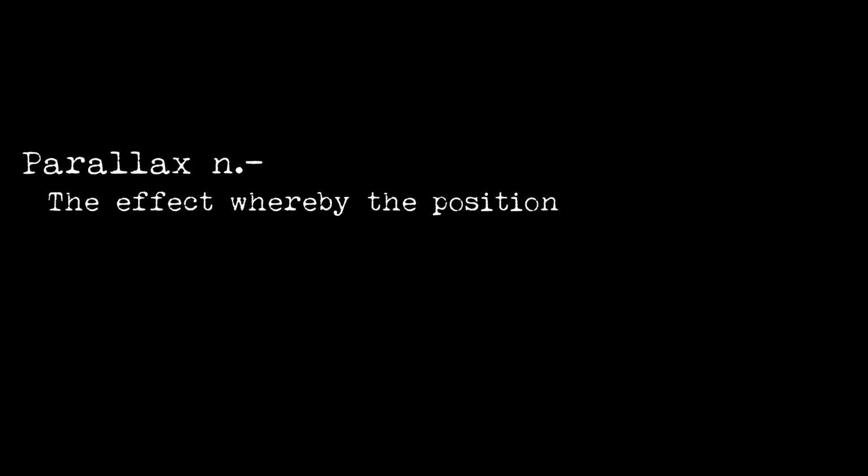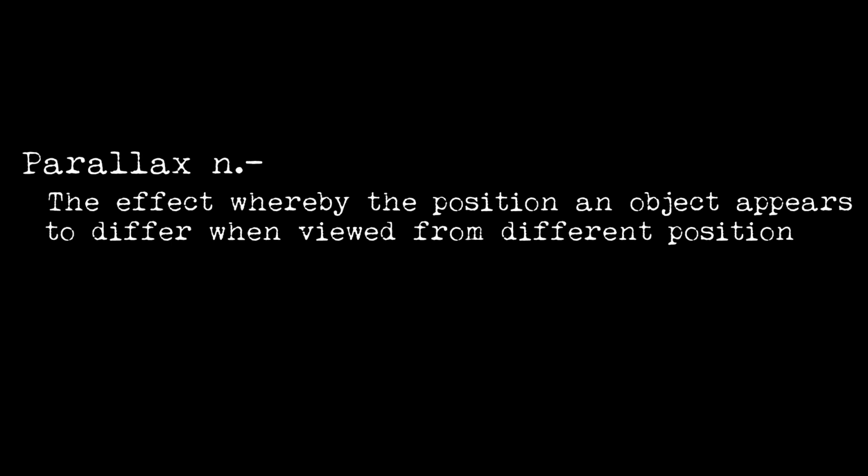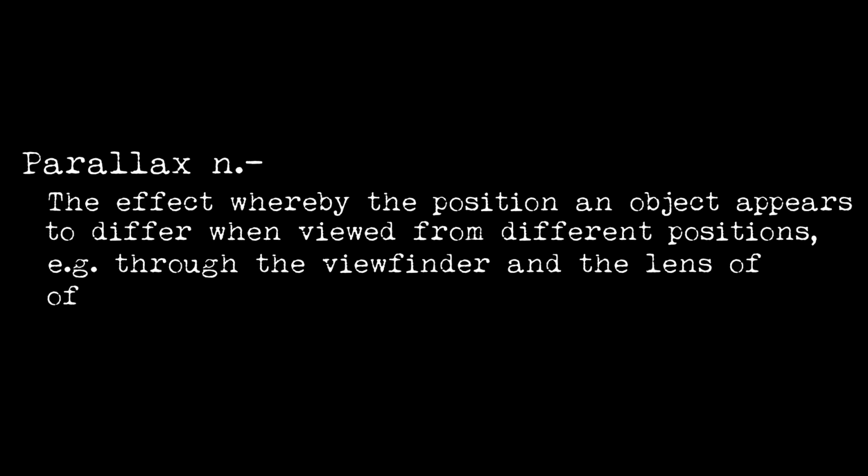In terms of visuals, parallax is the effect whereby the position or direction of an object appears to differ when viewed from different positions, e.g. through the viewfinder and the lens of a camera. So if I break this down, you may notice when you're on a train, the houses in front of you move a lot quicker than the hills or the city in the background. And that's what we're looking to do here. We're going to separate the layers in terms of Z-space, so when our camera moves, the layers at the front move faster than the ones at the back, and this gives the audience, or whoever is going to be viewing this video, the perception of 3D.